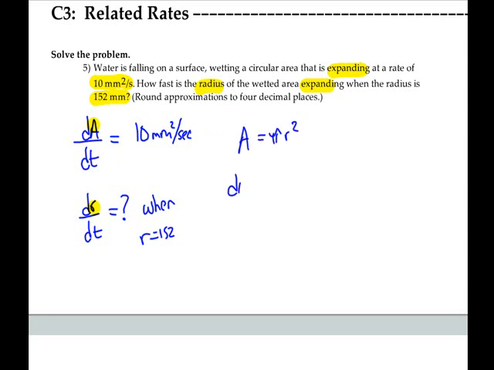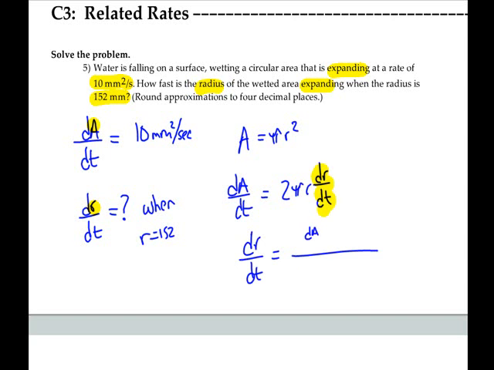Derive both sides. dA dt is equal to 2 pi r dr dt. I want to know dr dt, so let's solve for that. Dr dt is the same as dA dt divided by 2 pi r. We have values for everything here on the right, so let's go ahead and substitute and calculate. dA dt is 10, 2 is 2, pi is pi, and r is 152. So if we take this and put it in a calculator, we get 10 divided by 2 pi times 152.